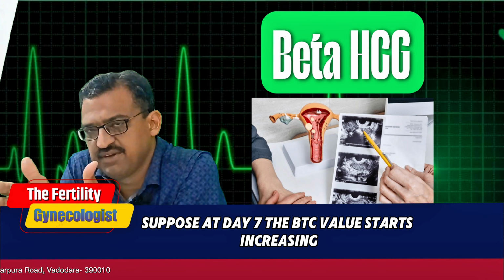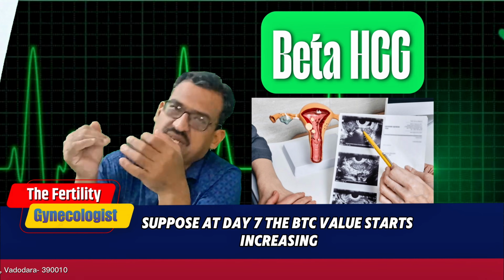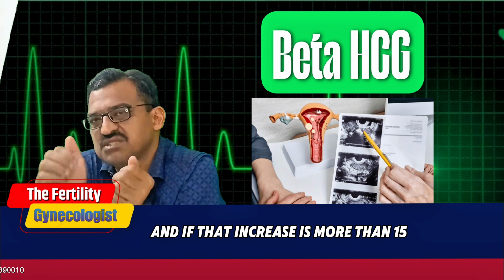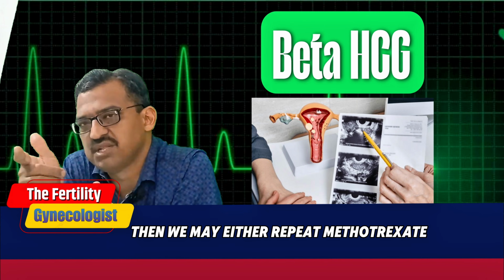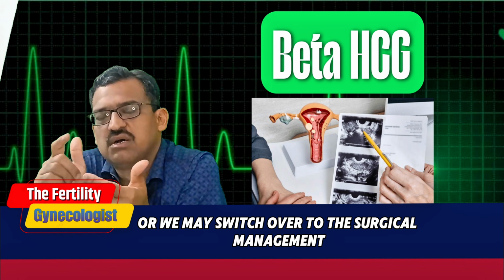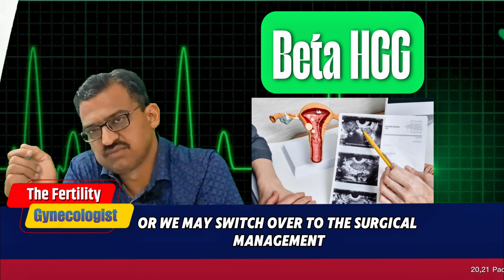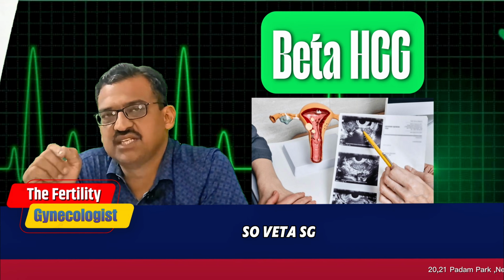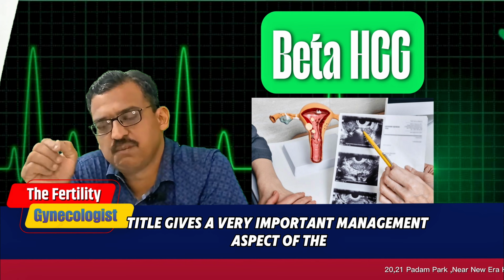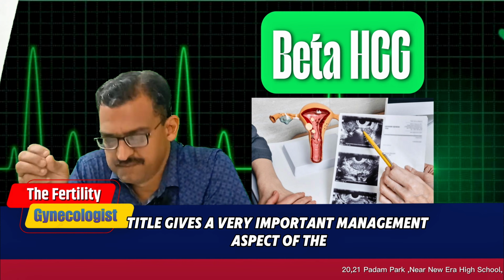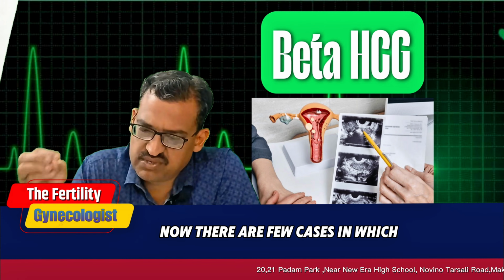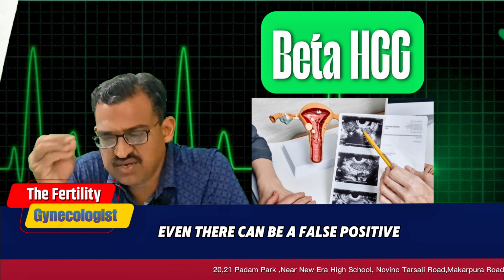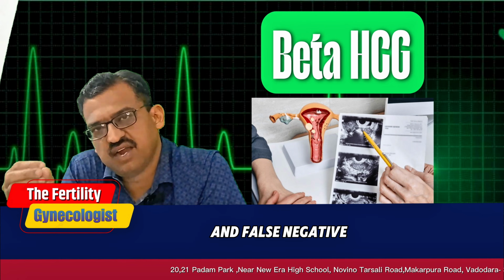Suppose at day 7 the beta HCG value starts increasing, and if that increase is more than 15 to 20% of the baseline, then we may either repeat methotrexate or we may switch over to the surgical management. So the beta HCG titer gives a very important management aspect of ectopic pregnancy management. Now there are a few cases in which there can be a false positive and false negative.